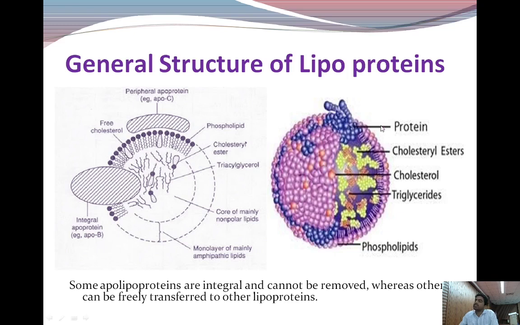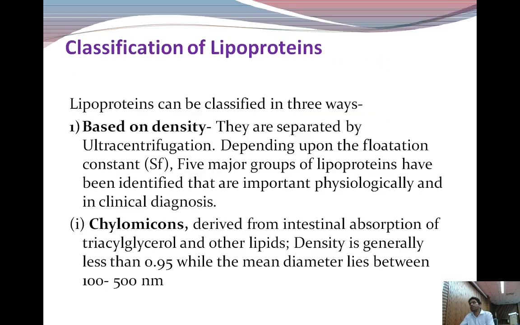Triacylglycerol and cholesterol ester core. The surface is made up of phospholipids and cholesterol. The surface contains apoproteins. Examples are ApoA, ApoB, ApoC. Now, the classification of lipoprotein. This is important. This might come in your exam also.